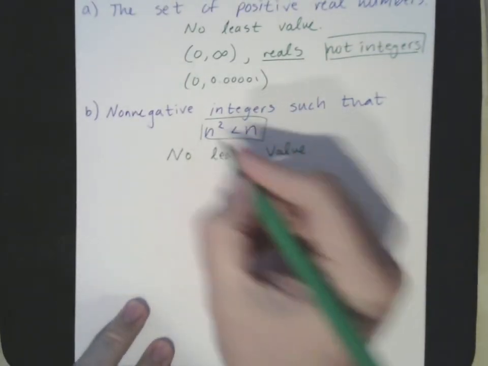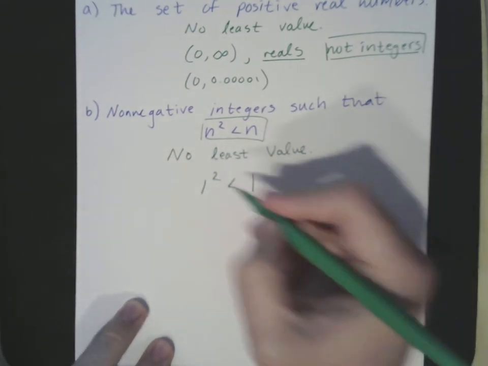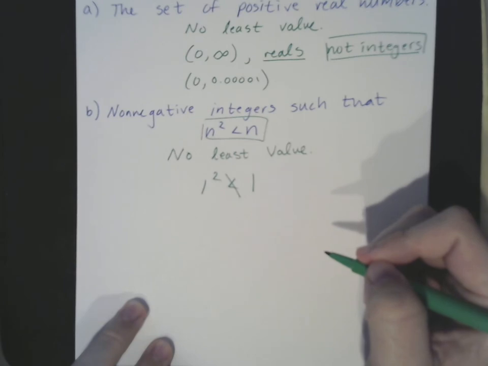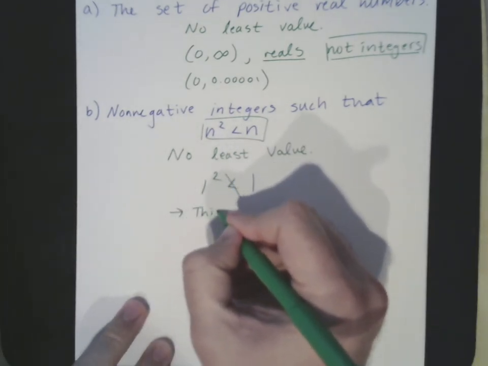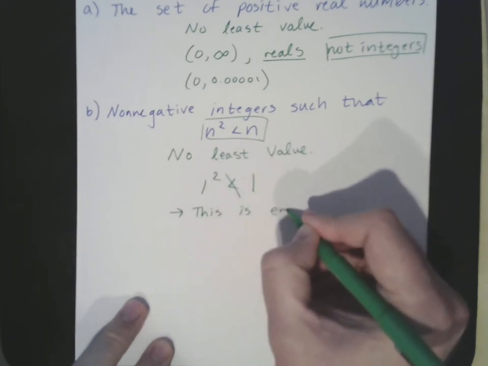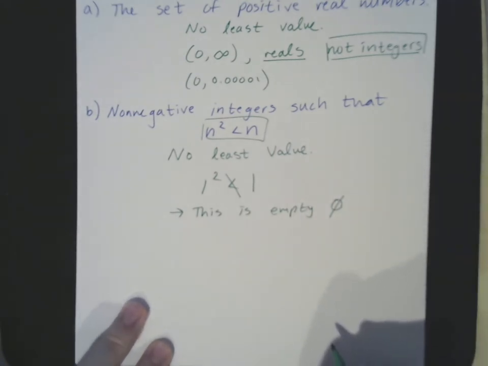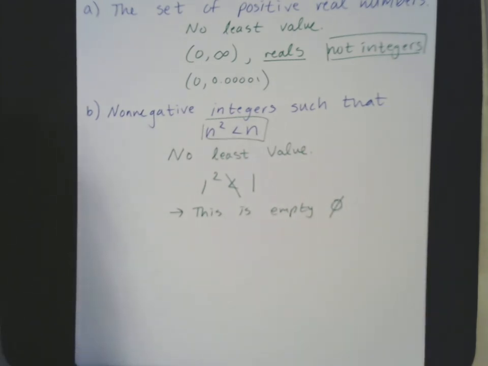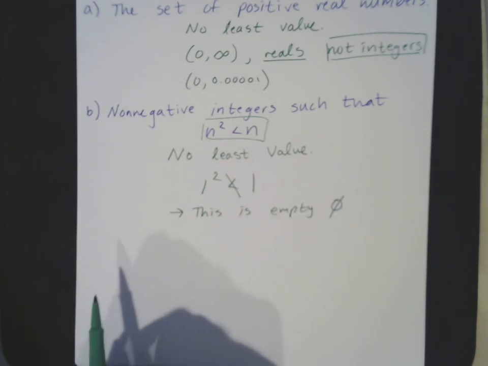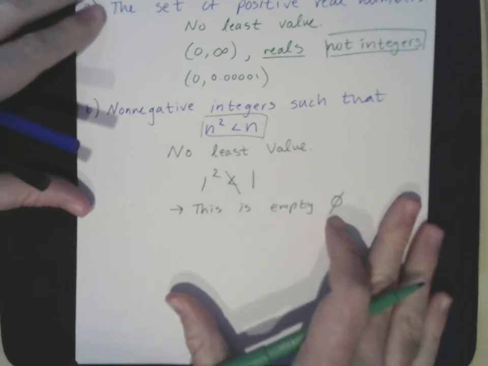These are integers. So the smallest integer, 1 squared. 1 squared is not less than 1. Well, that means that this set is empty. There's nothing in it. And our well-ordering principle requires there to be at least one item. There's no items. There's no elements. So our well-ordering principle is violated.